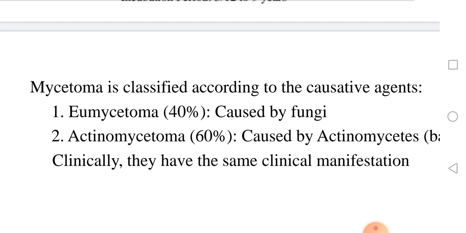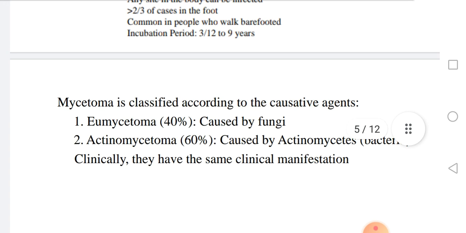Mycetoma is classified according to the causative agents. There are two groups of pathogens that cause mycetoma: fungi and actinomycetes. So the mycetoma is classified into one, eumycetoma, and this is caused by fungi, different fungi.